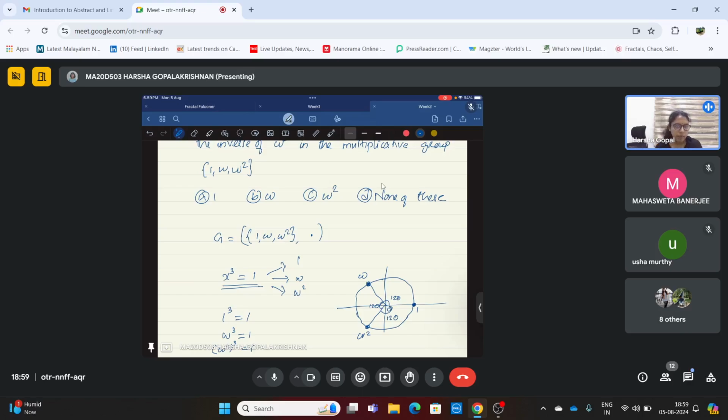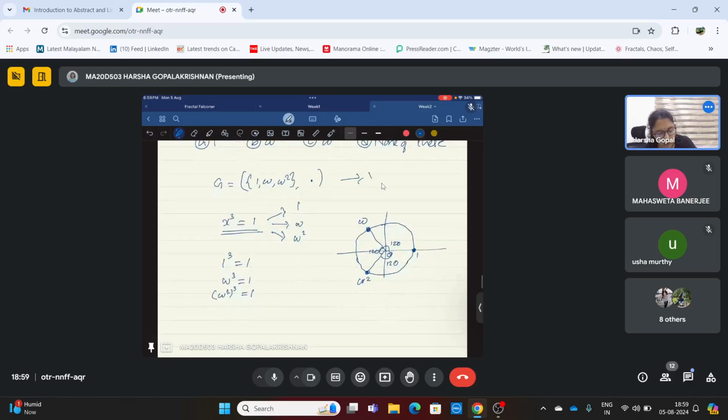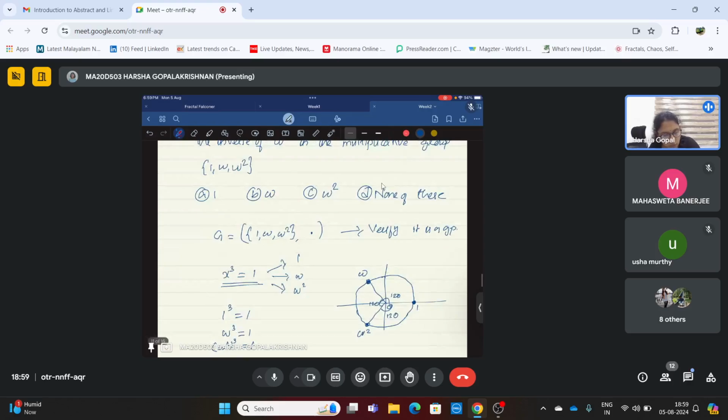Under multiplication, this is a group. First verify it is a group. You can do this as homework. Now this is the same as a repetition of the earlier question.